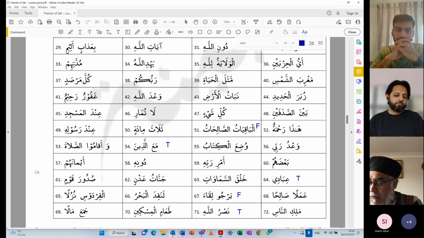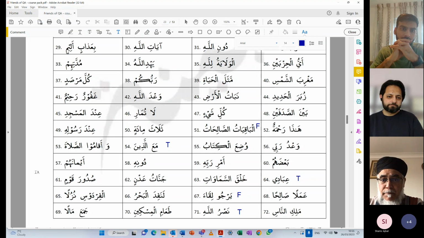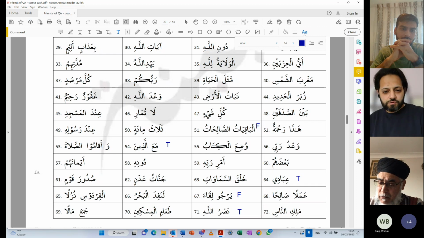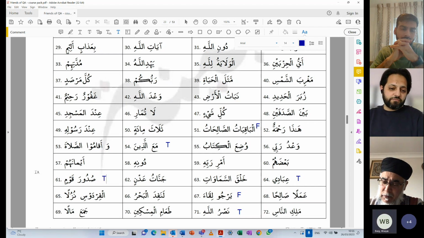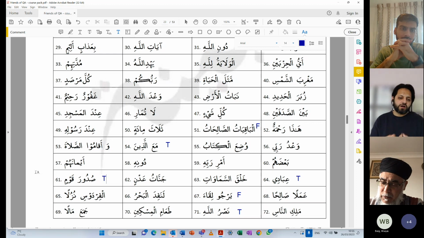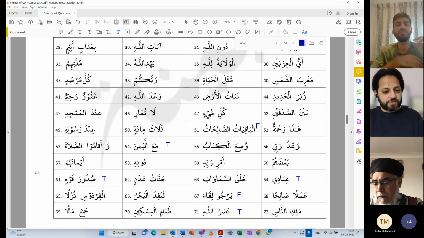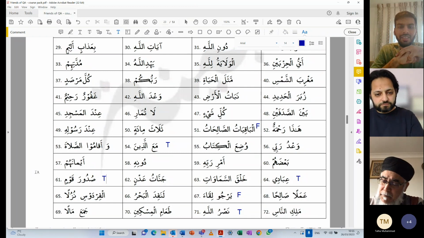Sudura qawmin. Yes, it's true. It's idafa. Mudaf ilay. If sudur means chests or hearts, what would this translate to? Hearts of a nation. Yes, hearts of a nation.